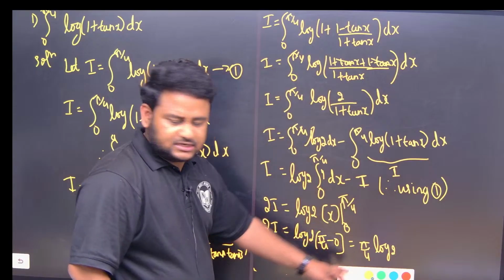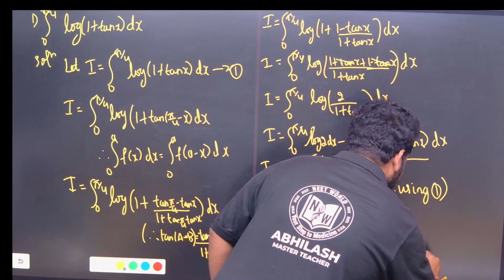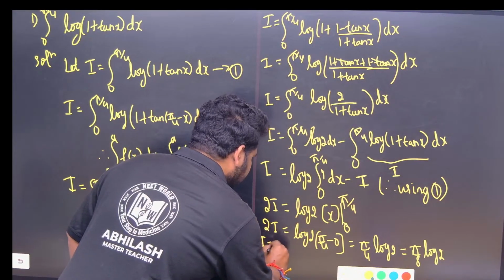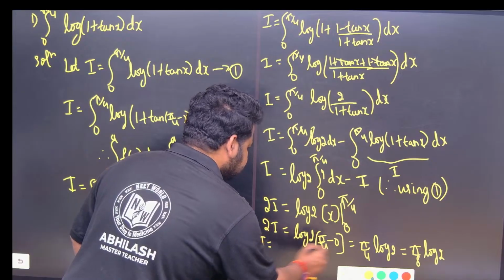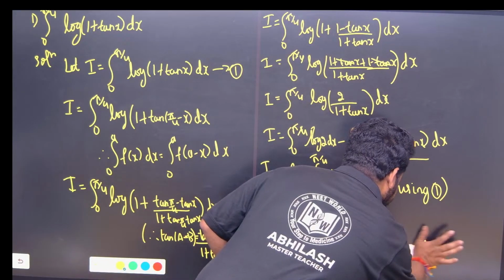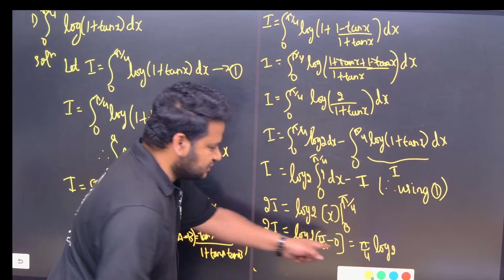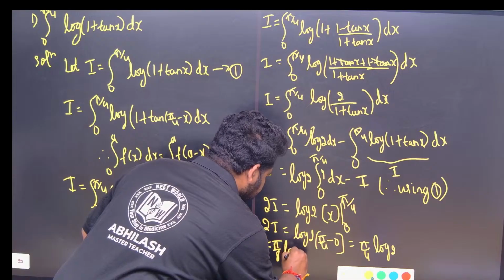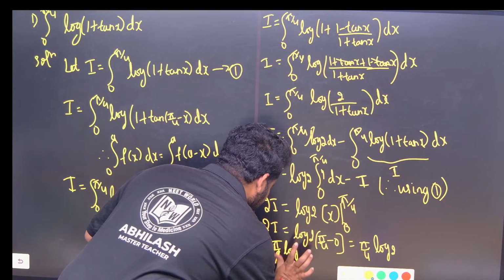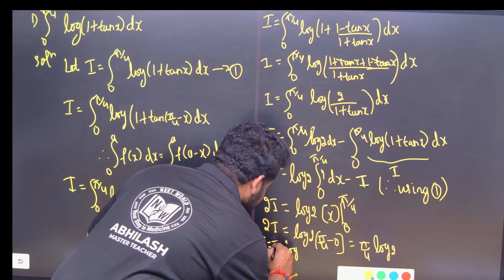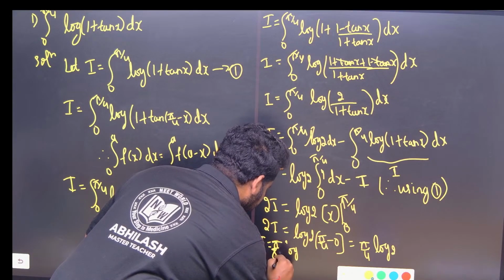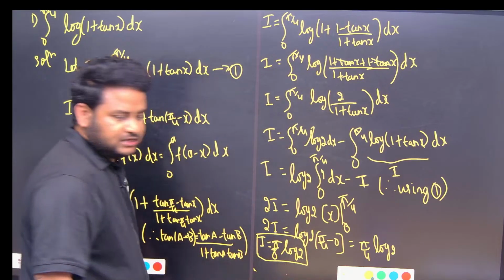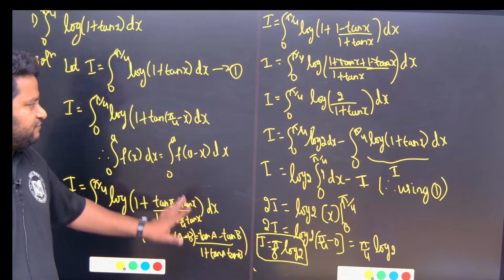So if I send the 2 to that side, this will become pi by 8 into log 2. So this is the value of I. Let me write I here. So I will be equal to pi by 8 log 2. This is the final answer to this question. I is equal to pi by 8 log 2. This is the final answer to this question, friends.